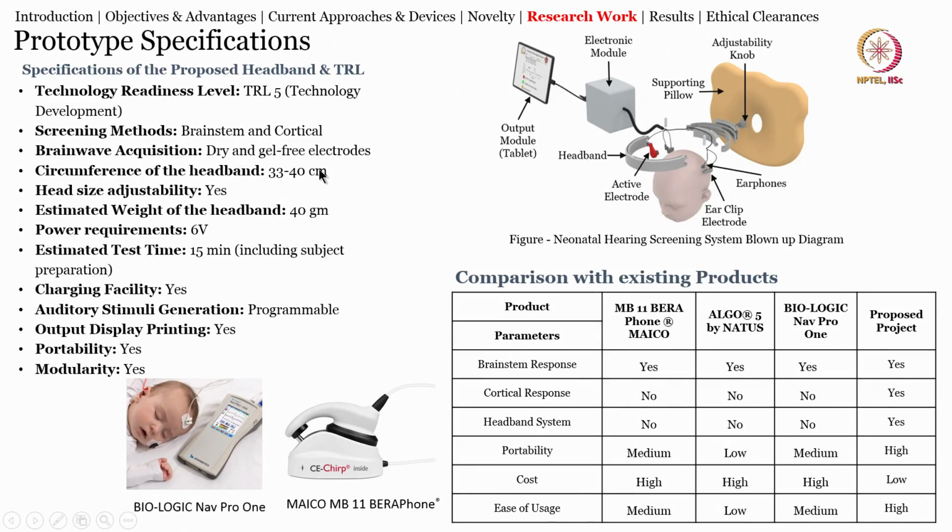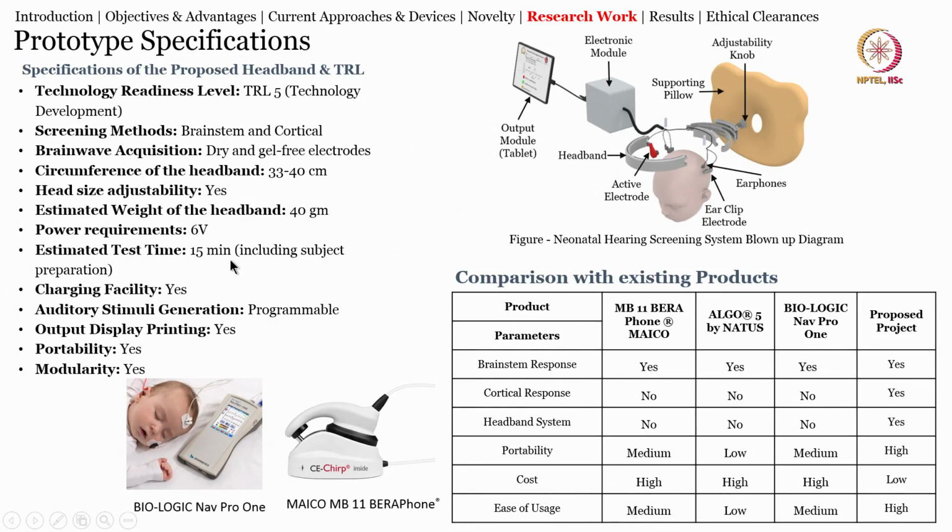Brain wave acquisition is dry and gel free. Circumference of the headband is 33 to 40 centimeters. We can change the shape and go further. Head size adjustability is possible. Estimated weight of the band is 40 grams. Power requirement is 6 volts. Test time is 15 minutes, and this includes subject preparation.